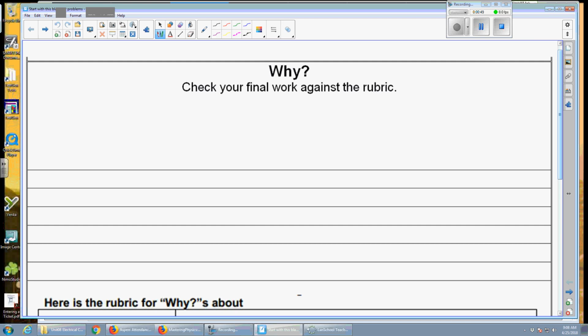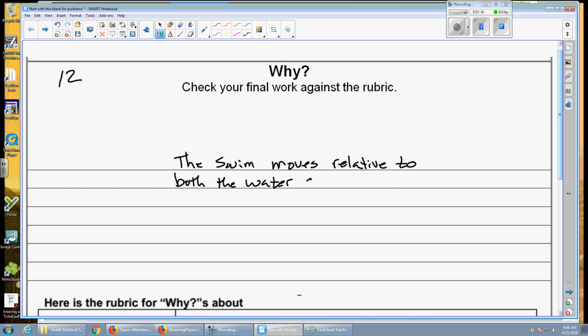So let's see, this is 12, and we'll say the swimmer moves relative to both the water and the bank. Because that's really what this problem's all about. It's about relative motion. You know, we know his motion relative to one thing. How does it make his motion relative to something else?